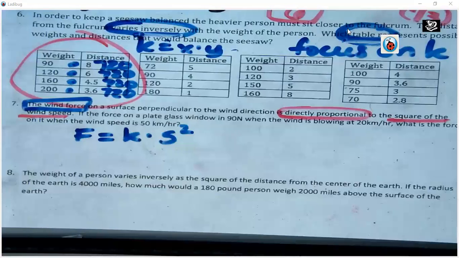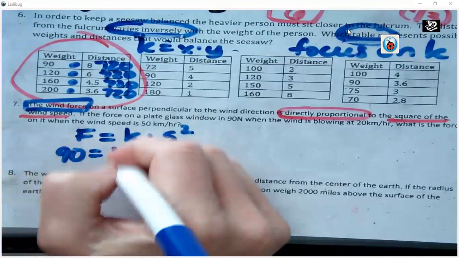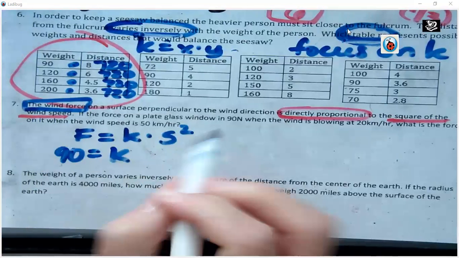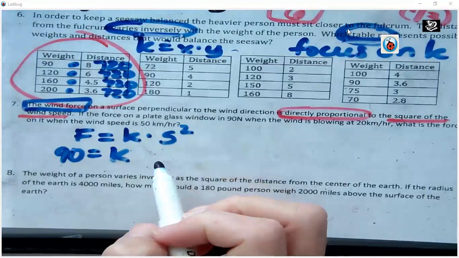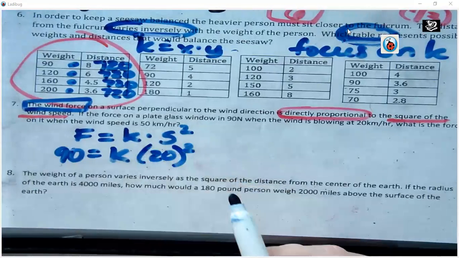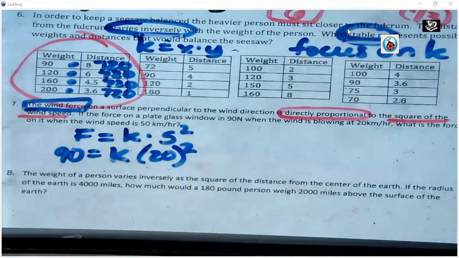What's the first force they give you? 90 newtons. And what's the first speed they give you? 20 kilometers. Yep. And so I have to do 20 squared. I don't need to square root anything because I'm trying to get K by itself, and K doesn't have a square with it.